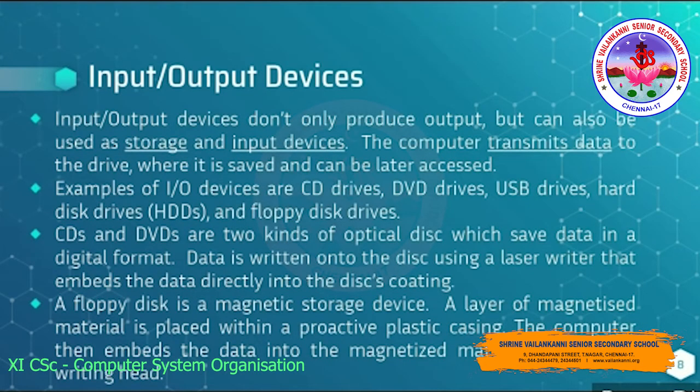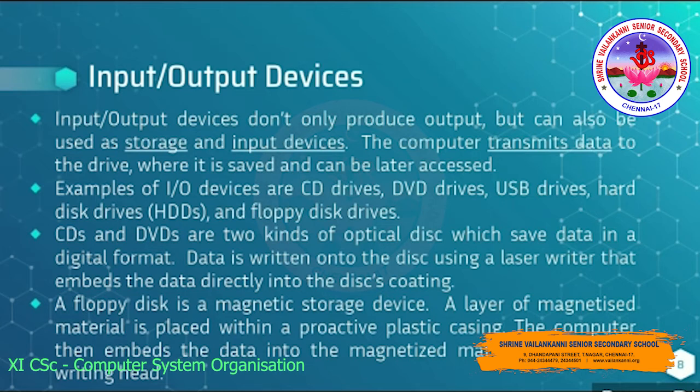So let's see what are the devices that can be used both as input as well as output devices. They don't only provide output but can also be used as storage and input devices. The computer transmits data to the drive where it is saved and can be later accessed. Examples of I/O devices are CD drive, DVD drive, USB drive, hard disk drive or floppy disk drive. These are all used to transmit data from the drive and it can be used later.